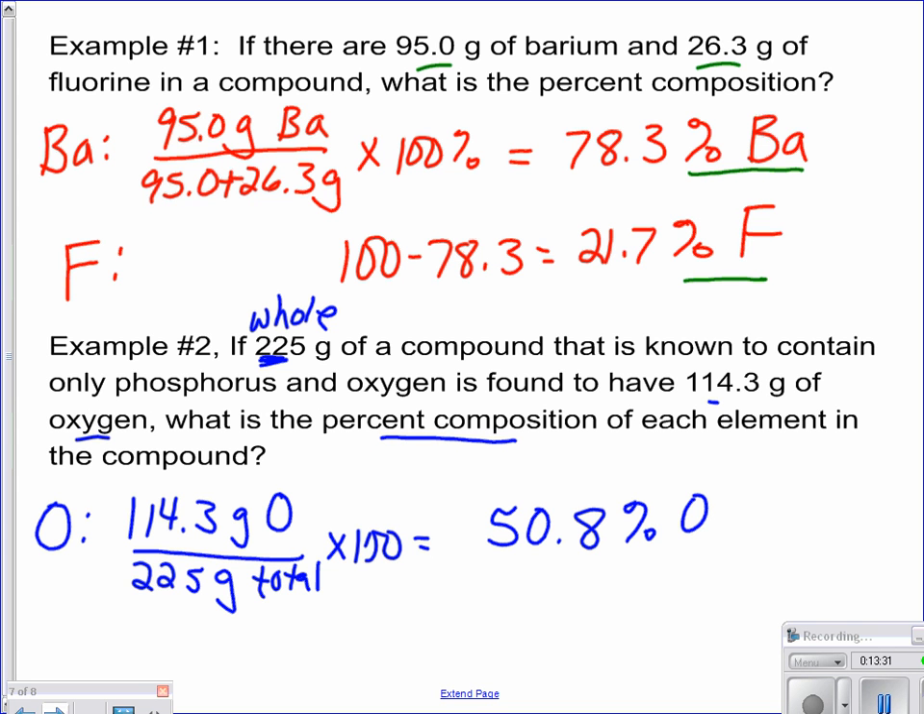The last little bit is to figure out your phosphorus. So you're just going to say 100 minus your 50.8 gives you 49.2% phosphorus. Okay, I think people are thinking this is easy. Hopefully everyone feels that way. All right, first 2 examples.